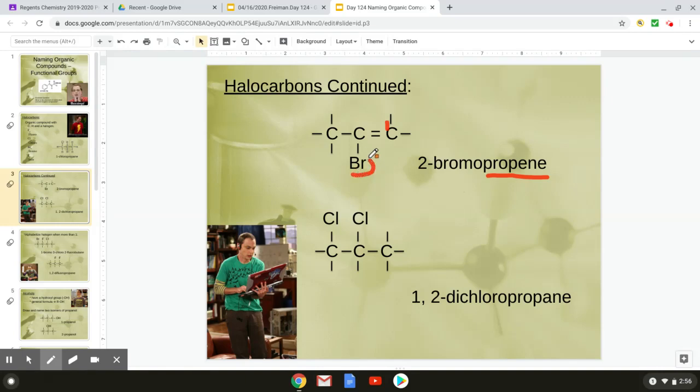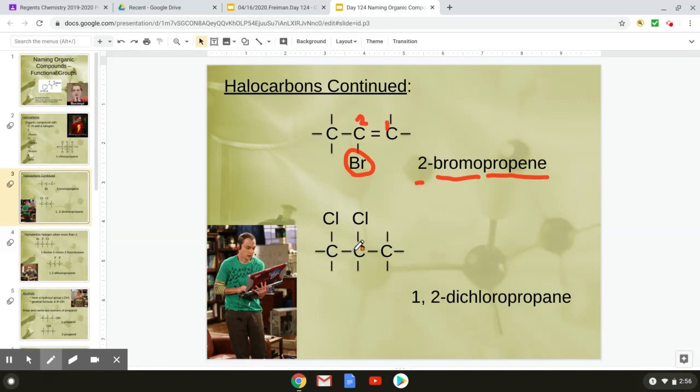Then we'll notice here we have our halide group, or our halocarbon, bromine. So this is a bromopropene. And the bromine exists on the second carbon. So it's 2-bromopropene.